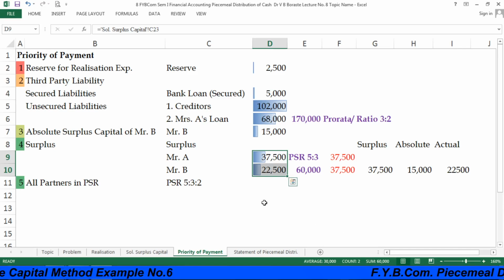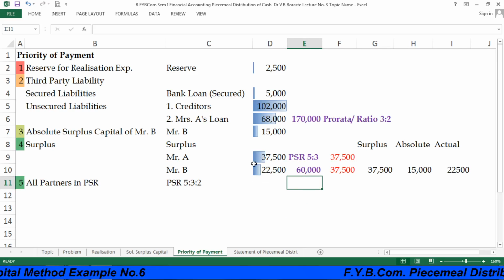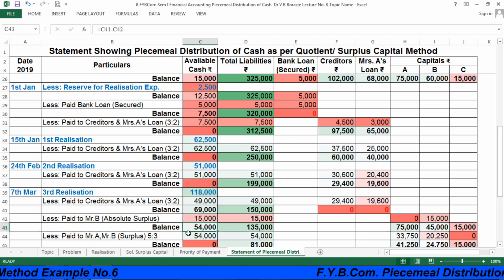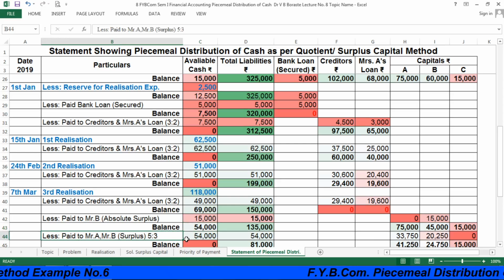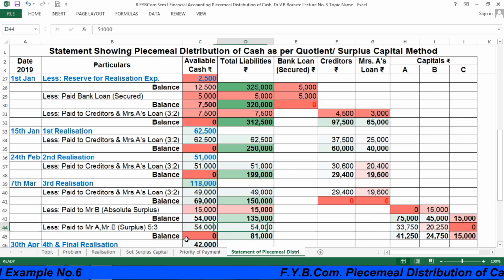It simply means that in this step we must have at least 60,000. If we don't have 60,000, then we have to use the profit sharing ratio, that is 5:3, or you can calculate the liability ratio also. So here we don't have 60,000, we have only 54,000. So let's pay Mr. A and Mr. B surplus capital of 54,000. So total liability will be reduced by 54,000.